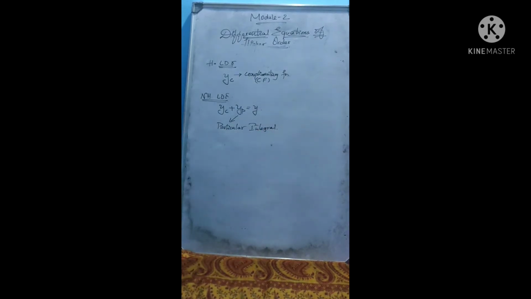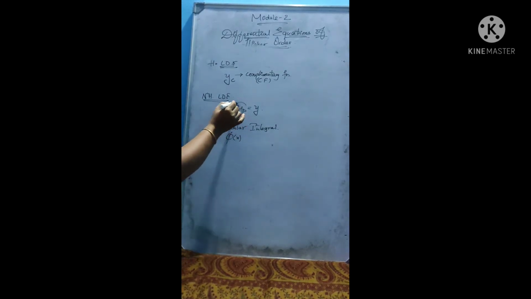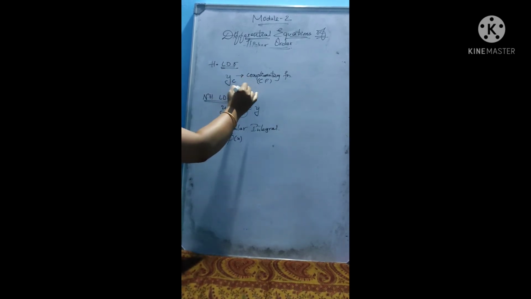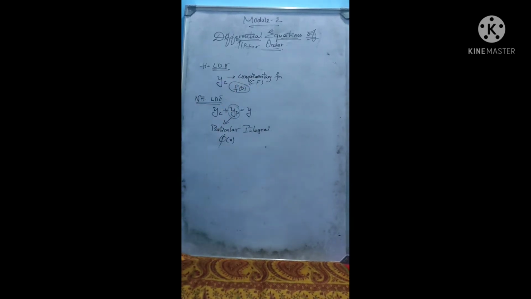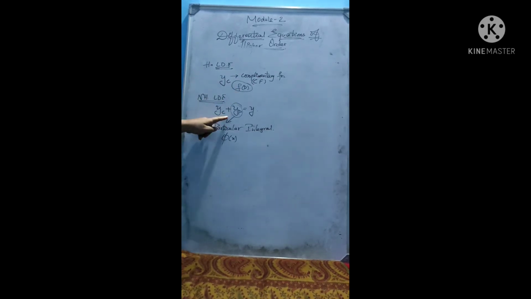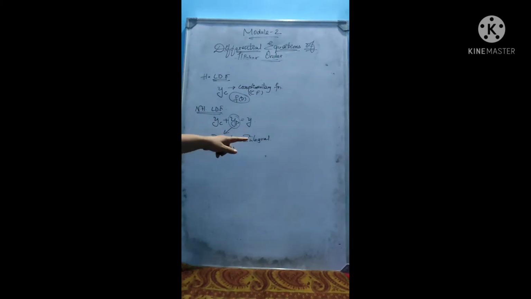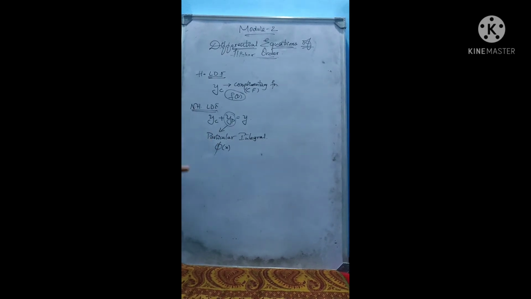Depending on the nature of our phi of x, we can find yp. Depending on the nature of f of D, you can find the complementary function. So, to find the complementary function, f of D is the major part, and to find the particular integral, that is yp, phi of x is the major part. Depending on the nature of that, only then can we find the solution.